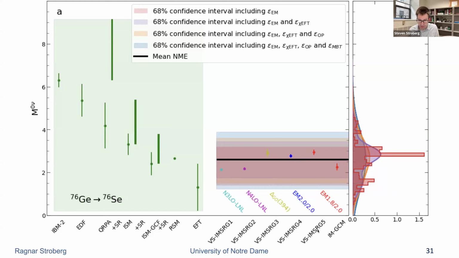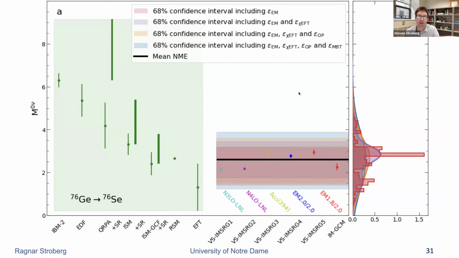So here is the valence space IMSRG, and this is the in-medium generator coordinate method. So these are two different many-body methods that actually have fairly different expansion schemes, or basically are trying to put in physics in a different way. Eventually they should agree, and we get the same input interaction at this point and this point. So that gives us at least some idea of how precisely we're solving the problem.